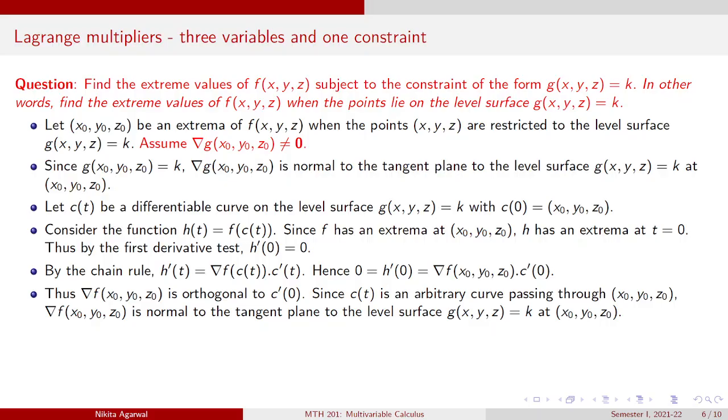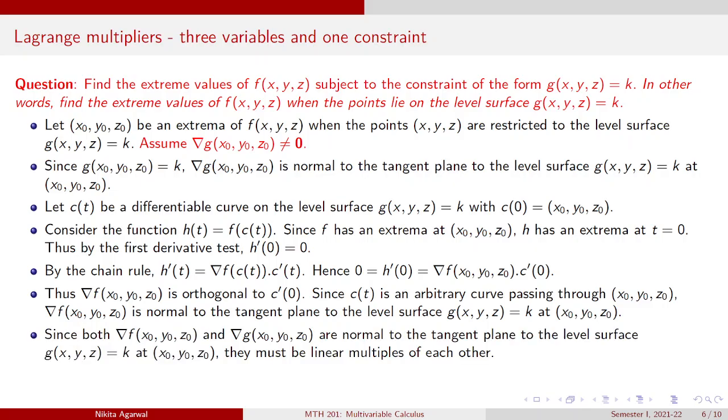So again we are back to a similar situation. We have a fixed tangent plane to the level surface g(x, y, z) equal to k at this point, and we have found two normals. One normal is of course the gradient of g at this point, and other normal is gradient of f at this point. So if you have a plane and you produce two normals, what should be the relationship between those two normals? They should be linear multiples of each other. So since gradient of f and gradient of g at this point are normal to the tangent plane to the level surface at this point, they must be linear multiples of each other, and hence there is a scalar lambda such that gradient of f at this point is equal to lambda times gradient of g at this point.